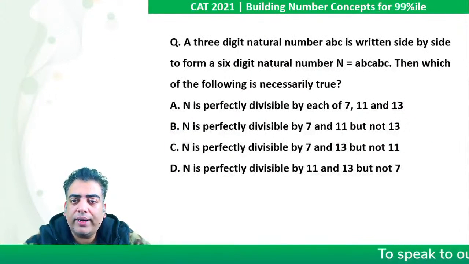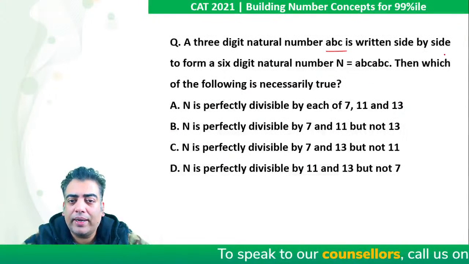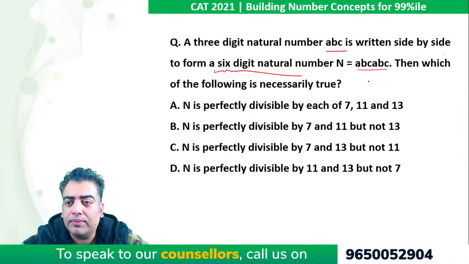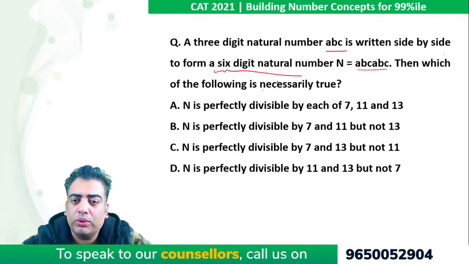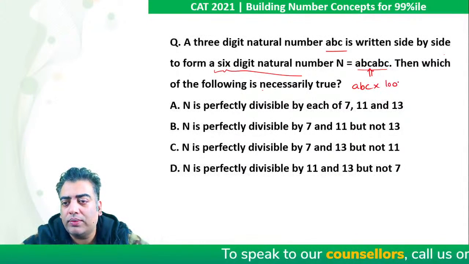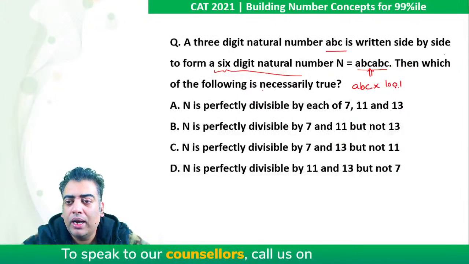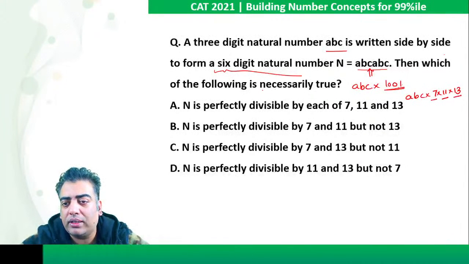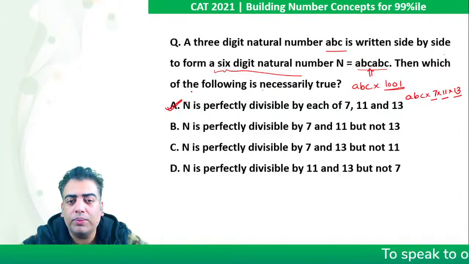Here it says a 3-digit natural number ABC is written side by side to form a 6-digit natural number ABCABC. Then which of the following is necessarily true? So this question came in CAT 2014, right? So this ABCABC can be written as ABC into 1001. It is the factorized form of this number. And we just did 1001, that 1001 can be written as 7 into 11 into 13. So this number is definitely divisible by these three. So the correct answer option comes out to be A itself.